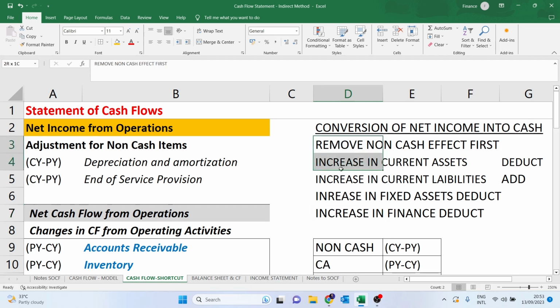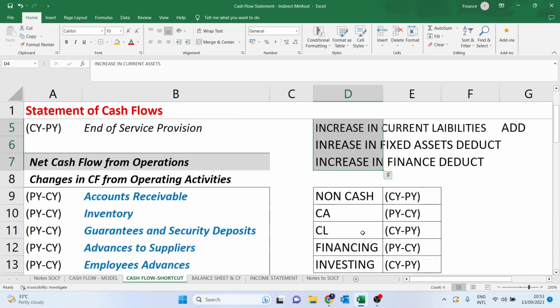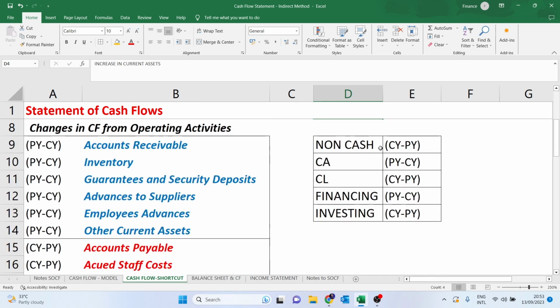So this is a basic concept you need to remember. And if you remember these four, you know what to do during the decrease of those items during preparation of SOCF.